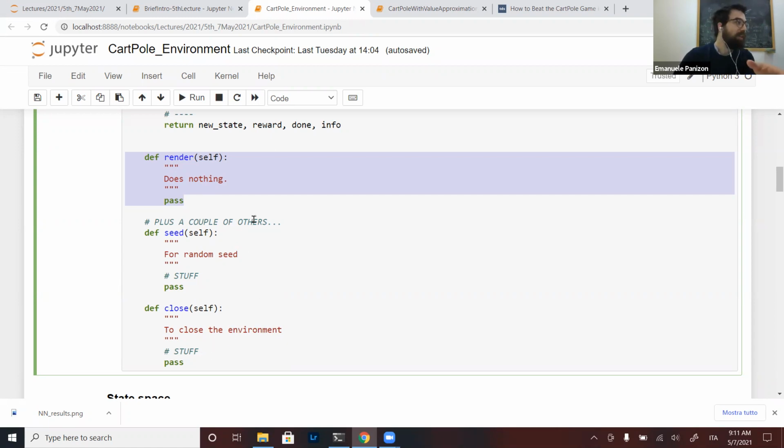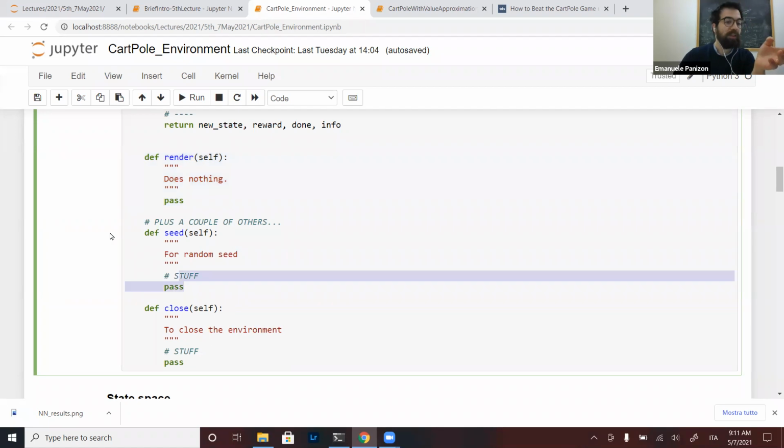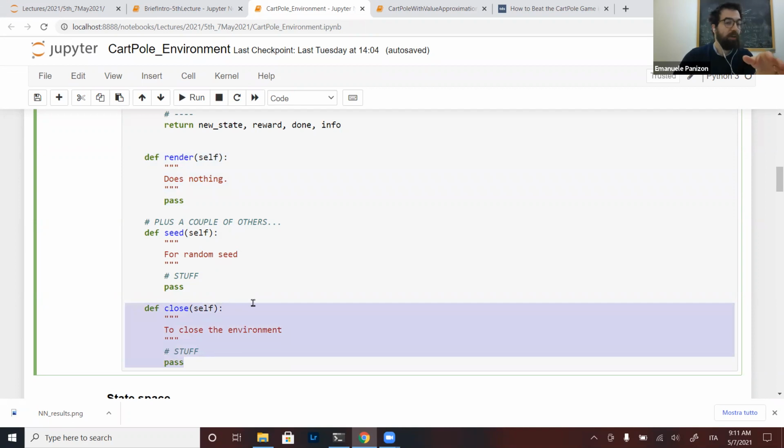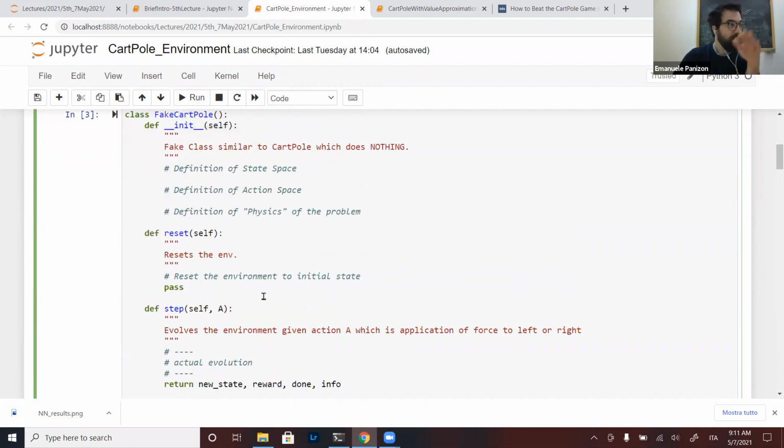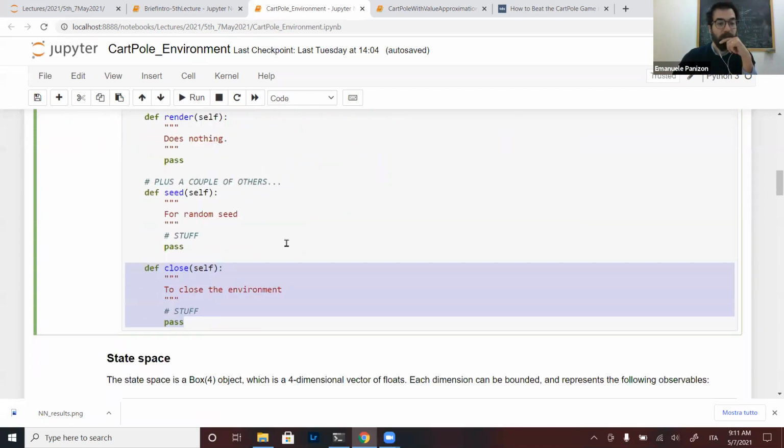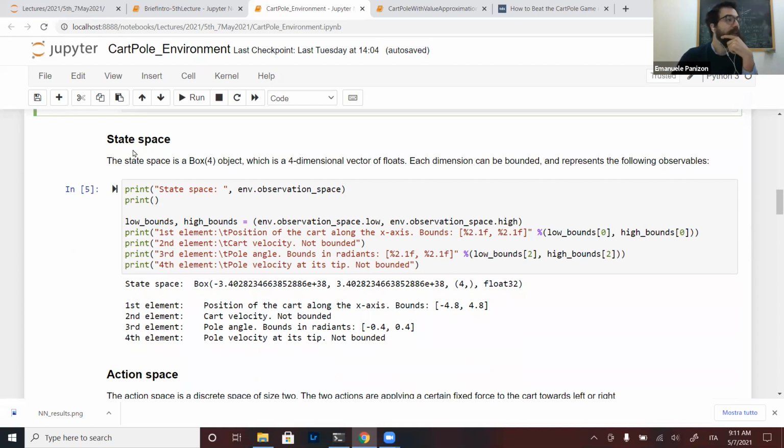Then in particular, this class has a couple of things that I never used, just a seed for the random seed, and something which closes the environment. But I just wanted to show that this cart pole environment, which comes from a library which has tens of environments, is of the same structure as we always see. So if you have an algorithm which works with a previous grid world environment, it will basically work also with this environment here. Okay, what is the state space of this environment?